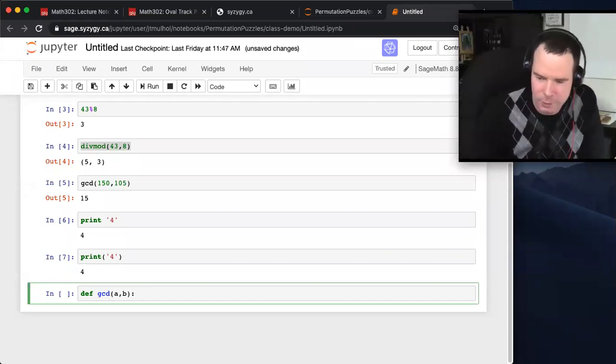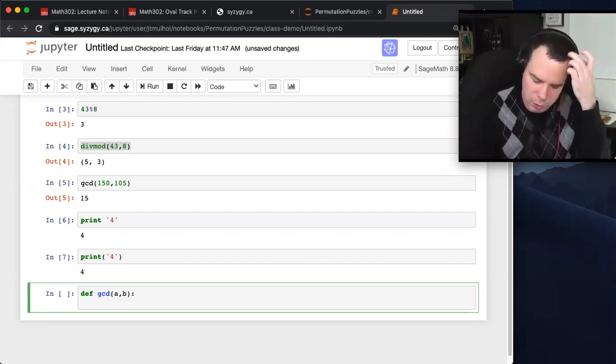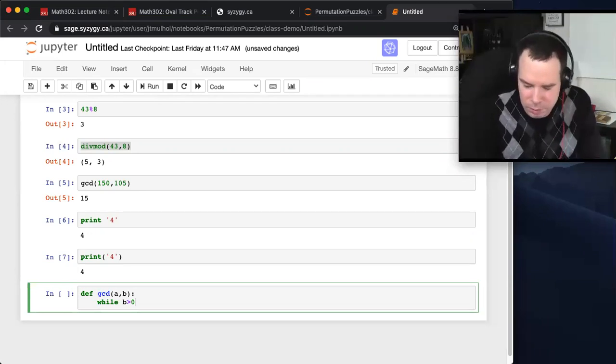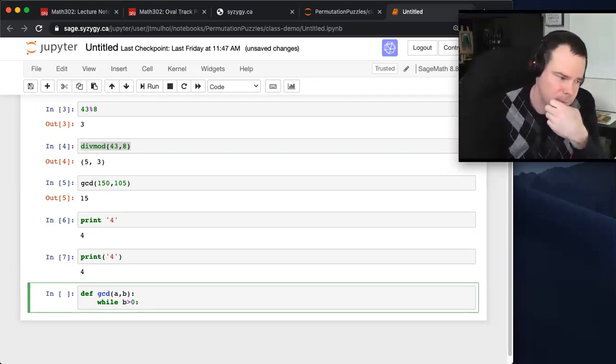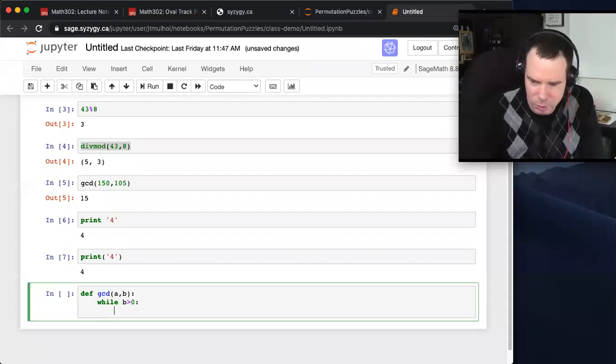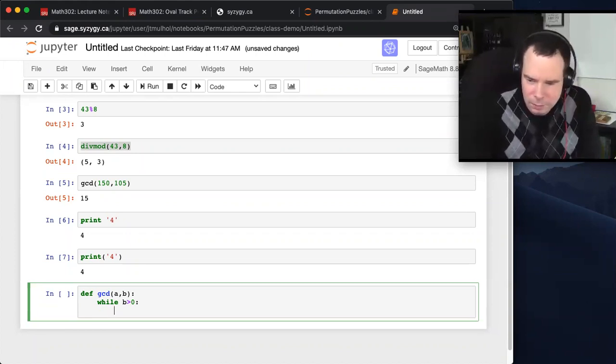Okay, so we've got our GCD calculation. What is it? Well, we've got two numbers in, and we're just going to run the algorithm while the B number is bigger than 0, because it's always going to be positive. So while B is bigger than 0, let's just run this algorithm. And what is it that we're going to do while B is bigger than 0? Well, we're going to do the same thing that we just did by hand. So we started with A and B, and we just updated them each time.